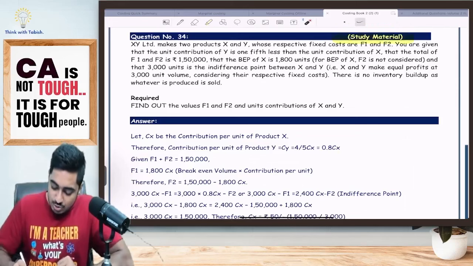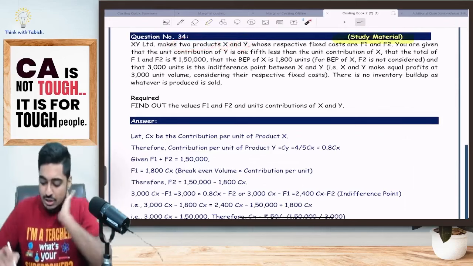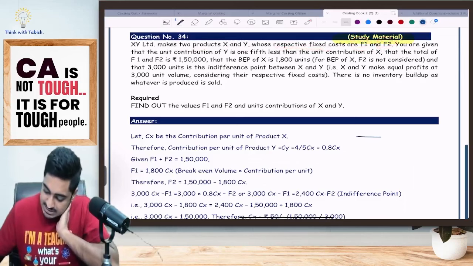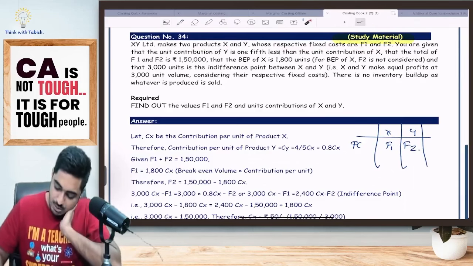XY Limited makes two products, X and Y. Okay, we are manufacturing two products, product X, product Y, whose respective fixed costs are F1 and F2. That means I am manufacturing X and Y. X's fixed cost is F1, Y's fixed cost is F2. Okay, fine. What more is given?